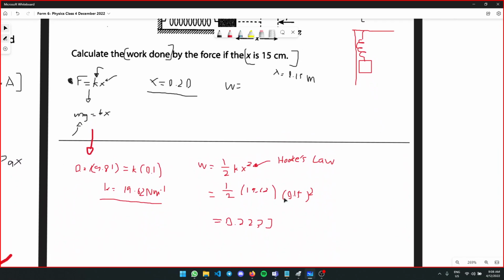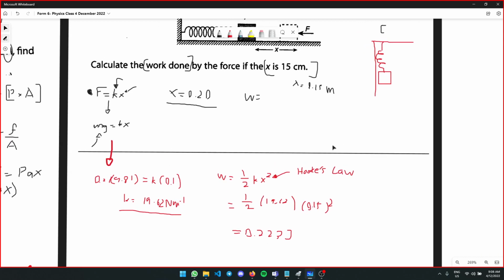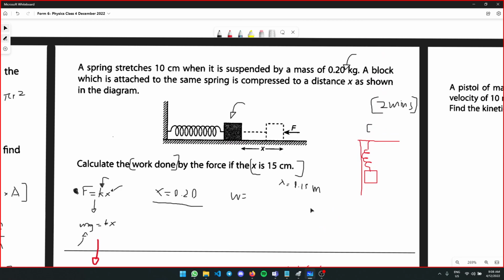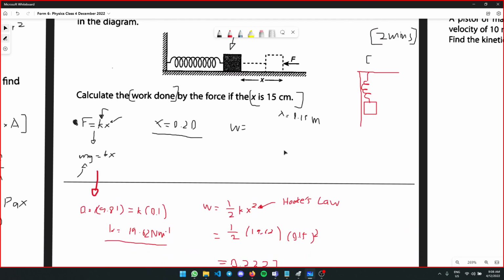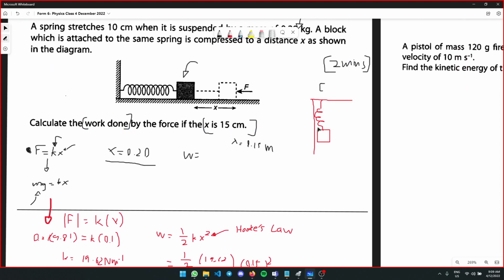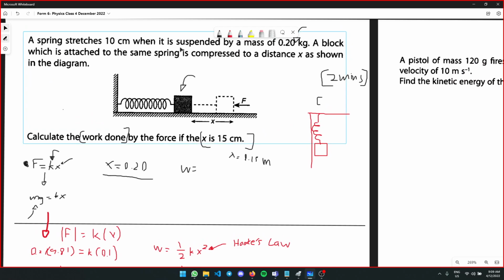Why did we use 0.1 and not 0.15? You have to see, there are two things that you have to find here. One is the force, and using the force, you want to find the spring constant. Because it's suspended, a spring stretches 10 cm when it's suspended by a mass of 0.2, so that is for your K. You want to find your K. Remember Hooke's law? The graph is a straight line.